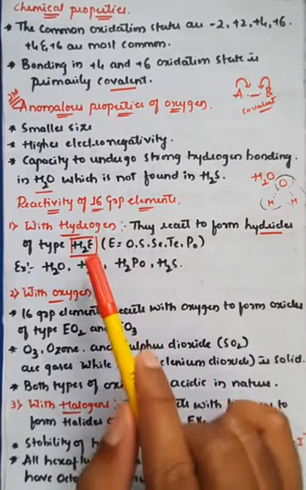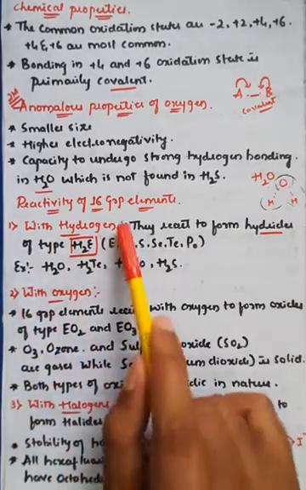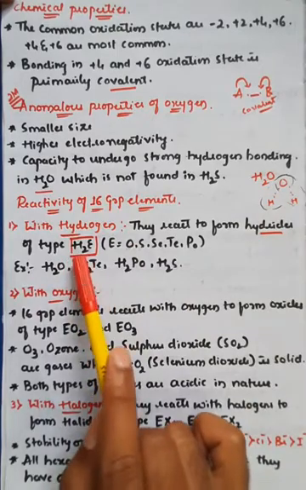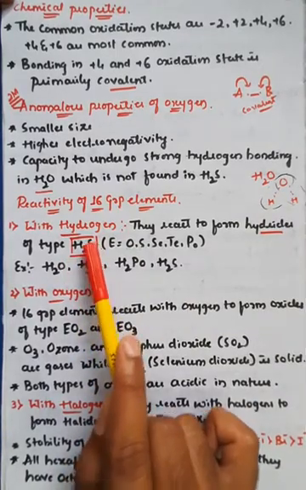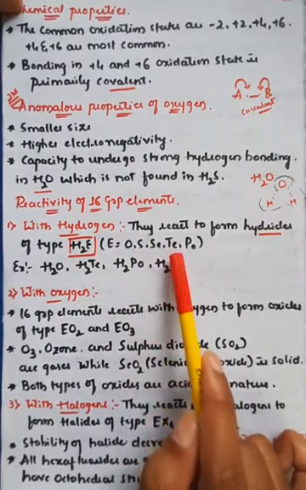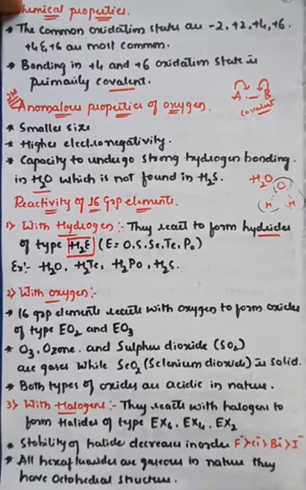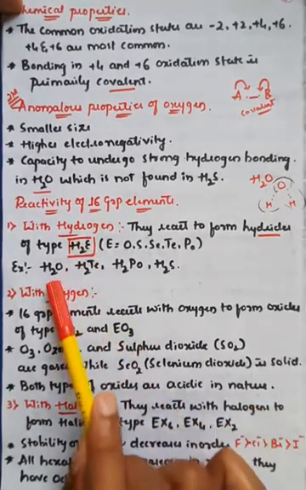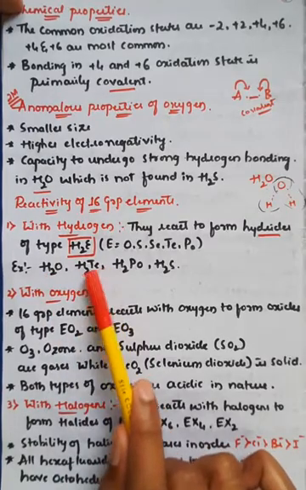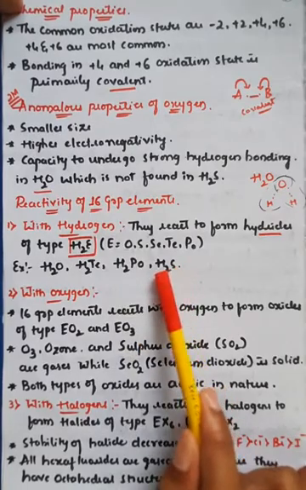Whenever group 16 elements react with hydrogen, they generally convert into hydrides of the type H2E, that is hydrogen bonded with E, where E represents the group 16 element: oxygen, sulfur, selenium, tellurium and polonium. Examples of this type of H2E molecule are H2O, that is the water molecule, H2Te, where tellurium is bonded to hydrogen, H2Po, and similarly hydrogen sulfide, that is H2S.